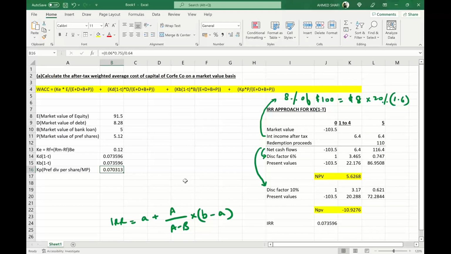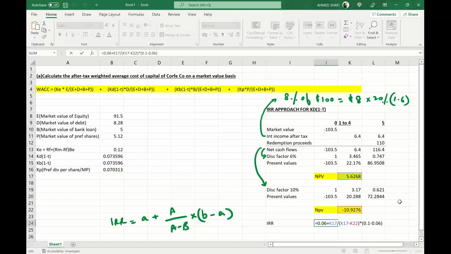Okay, so now I've got all 8 variables. I just have to put them in the formula to get WACC and earn 11 marks. In the meantime, you can copy IRR and ask me any questions. Then I will finally put it in the above equation to get WACC, and then we will take a break.